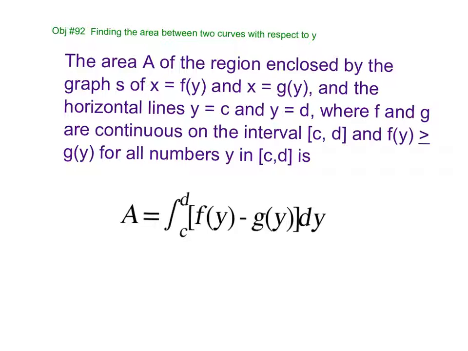So again, here is our area. Keep in mind that it is right minus left. When you have y values, it's kind of the opposite of what you'd expect. When we do x's, it's up and down, top minus bottom. With y's, it's right minus left.